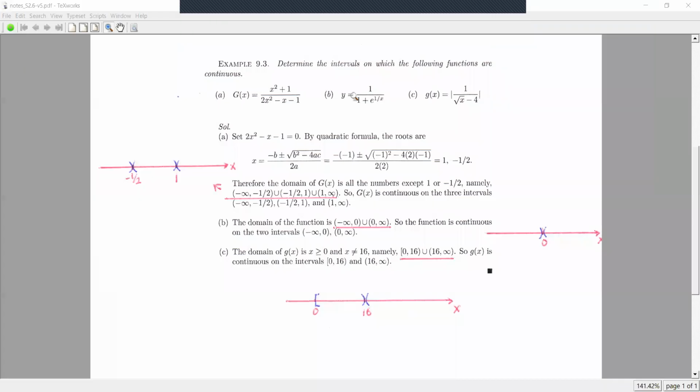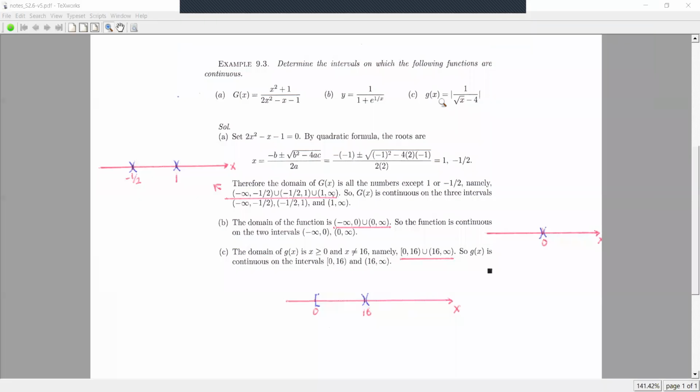The domain of this function is the union of these 2 intervals. At 0, this function is not defined because 1 over 0 is not computable. Therefore, this function is continuous on these 2 intervals.